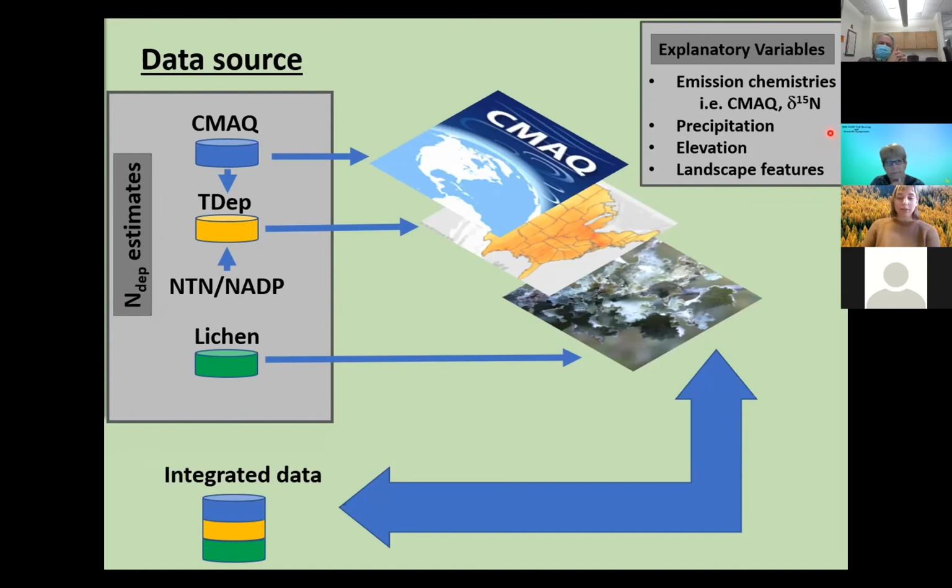And then additional explanatory variables will include precipitation, elevation, and a variety of other landscape features. Have this study be a template for assessing nitrogen deposition and nitrogen critical loads of mountainous regions throughout the US.